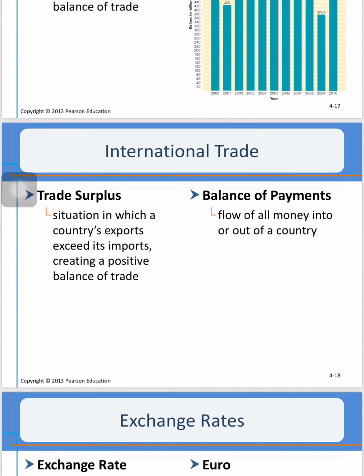Okay, the balance of payments is the flow of money into and out of the country. A country's balance of payments results primarily from its balance of trade, with other contributing factors including money spent by tourists, foreign aid, and also the buying and selling of currencies. Okay, you can see the example on page 142.